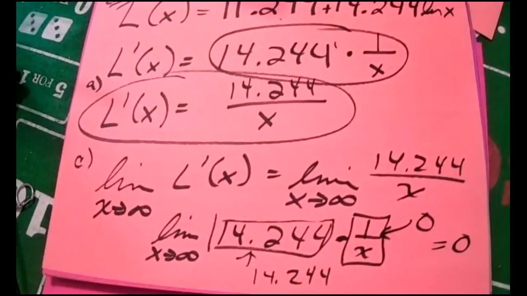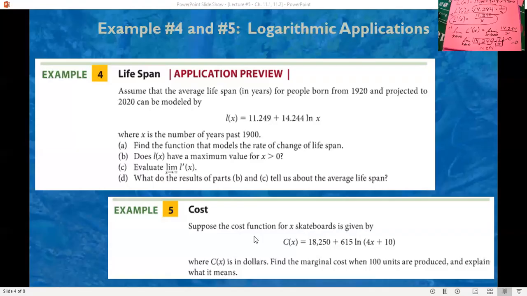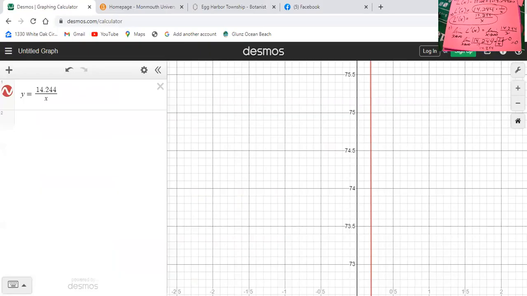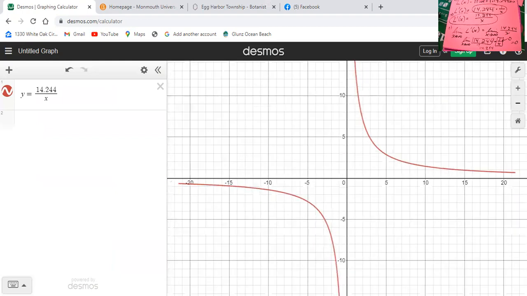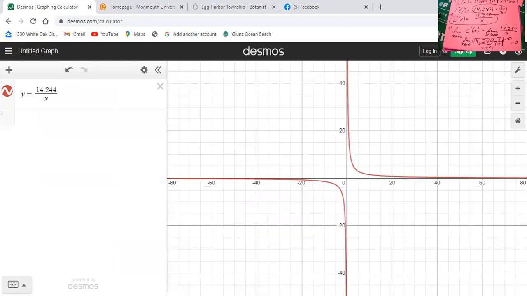The last part of example 4 has an analytic question. We're saying, what do the results of parts B and C tell us about the average lifespan? Now, all of that can be told using those two concepts, or using, of course, the easiest, our graph. The lifespan at the beginning is very, very high, and then as the years go by, it goes down more and more. And as we zoom out, you can see that the more x years go on, the lower you get.